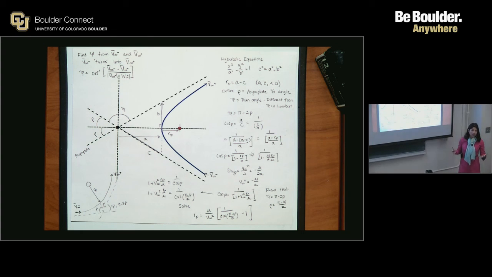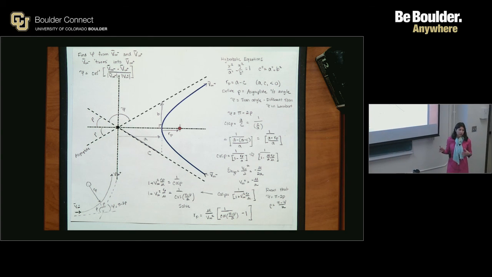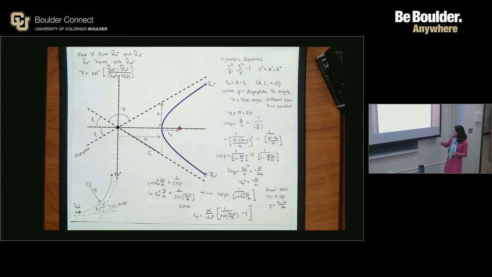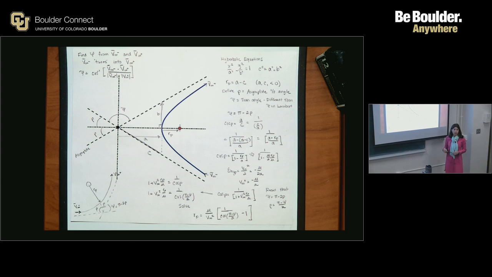Because you can plug in arbitrary dates for Earth, Mars, and Jupiter, and you'll find that for certain dates you're going to hit the planet. It's not guaranteed that you won't hit the planet. But now we have a way to actually figure out whether we do or not.